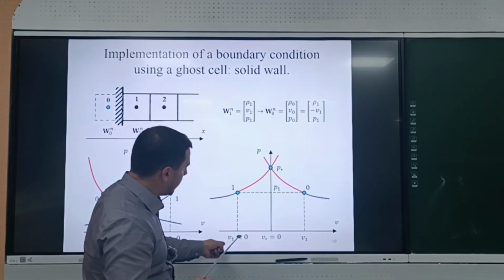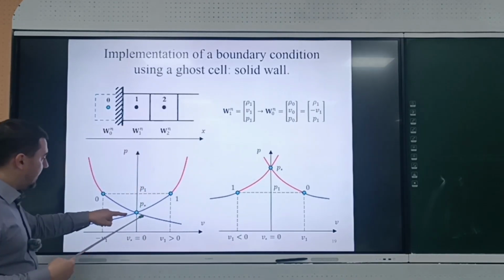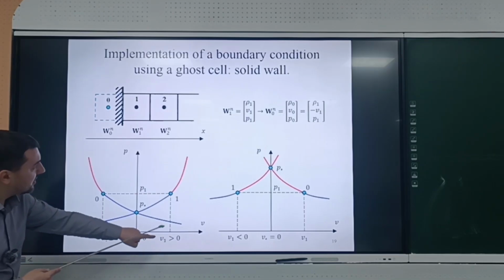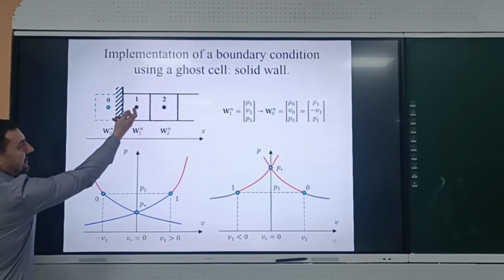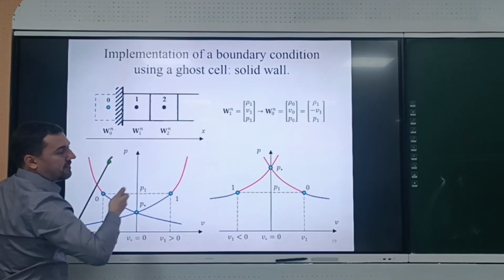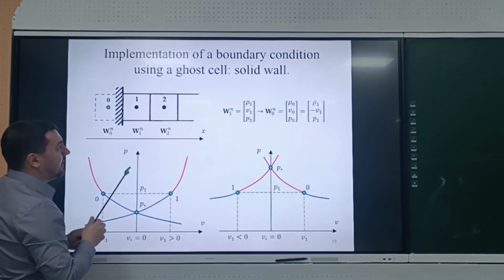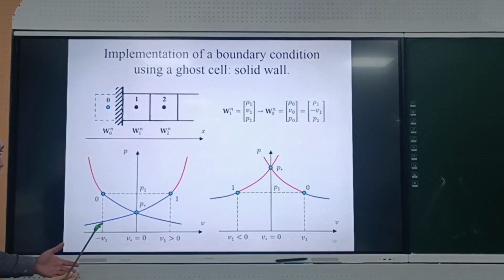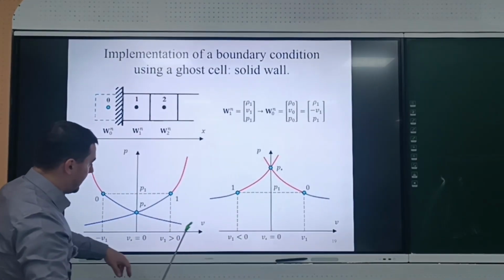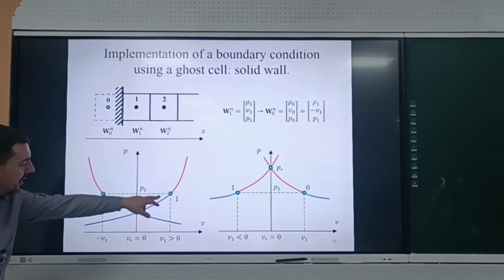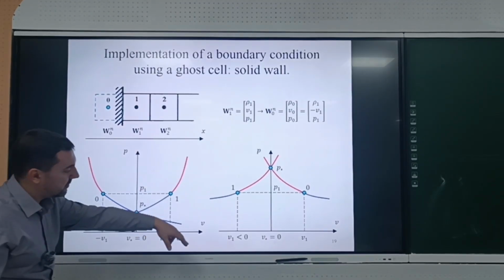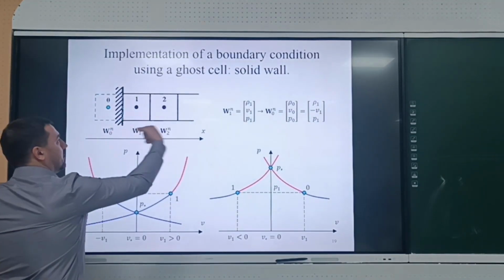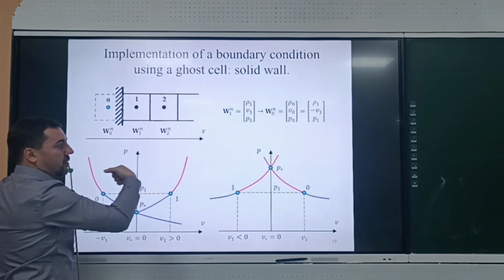The same thing if V1 is negative. So suppose that V1 is negative. And this point corresponds to the rarefaction wave. So what does it mean that V1 is greater than 0? It means that gas moves outside the wall. And it's obvious that there should be some region of rarefaction when gas tries to move outside the wall. So the solution is on the paths corresponding to the rarefaction. Quite contrary, if V1 is less than 0, it means that gas moves towards the wall, so we should have some shock wave.